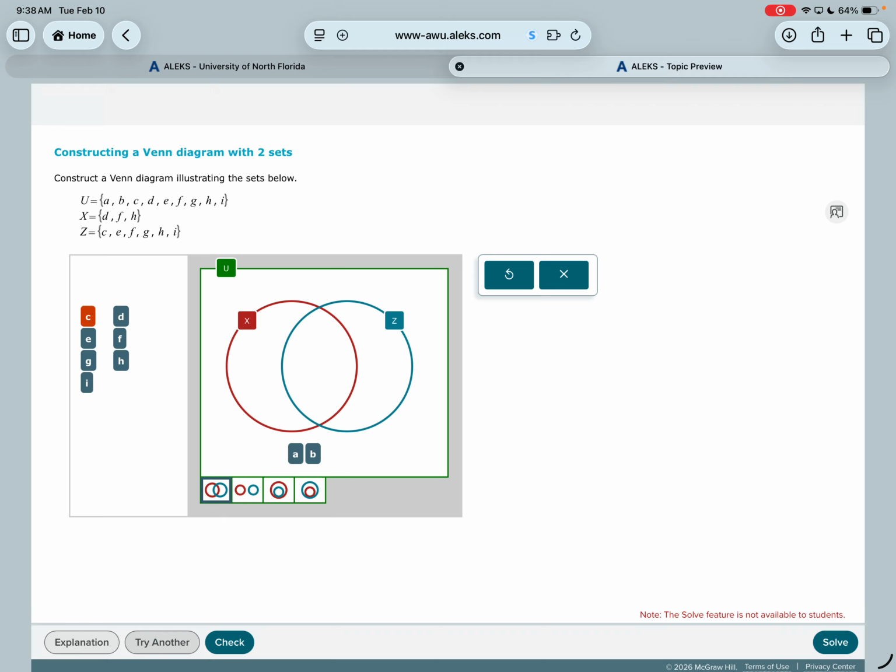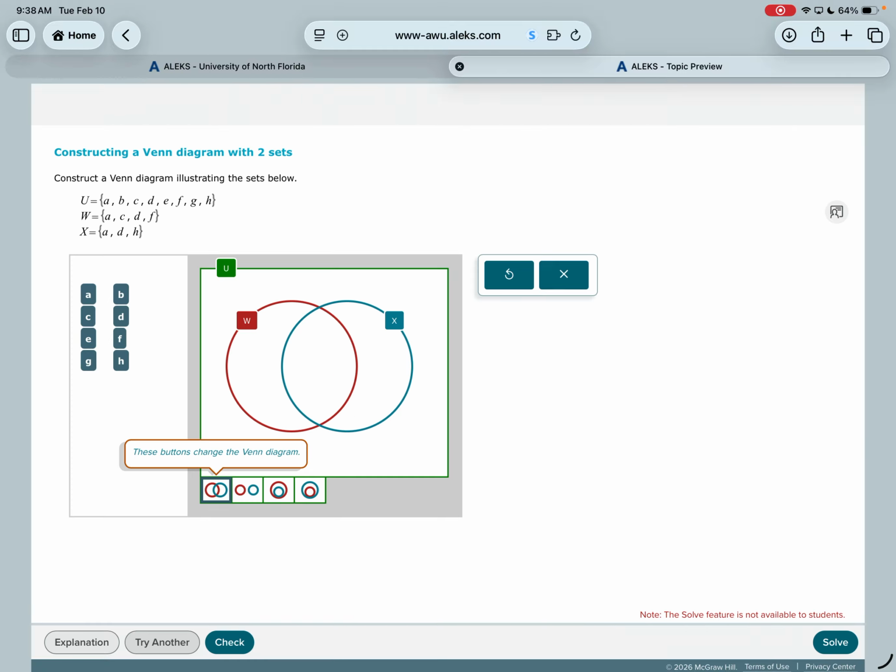C is only in Z. D is only in X. E is only in Z. F is in both of them. G is only in Z. H is in both, and I is only in Z. Okay, so that's not too bad when you have to do that.